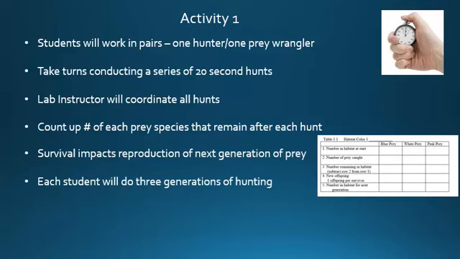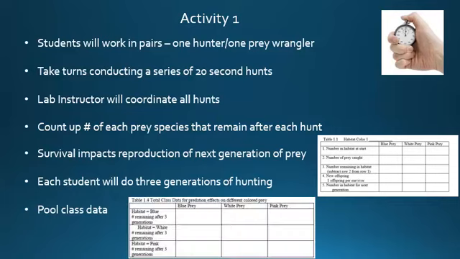Each student will do 3 generations of hunting, and then we'll pool all of the class data into some final results to see how these hunting expeditions in each of the different habitats might have affected the survival and reproduction of each of the different types of prey species in those habitats. And you'll record that again in your laboratory handout.